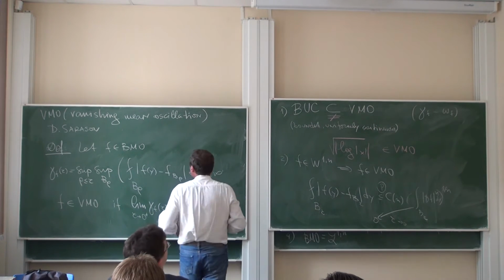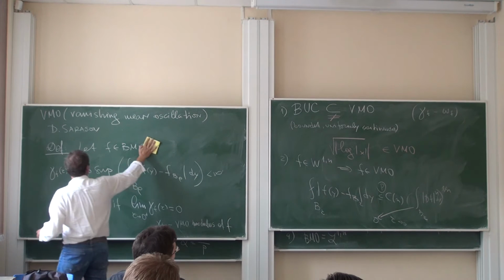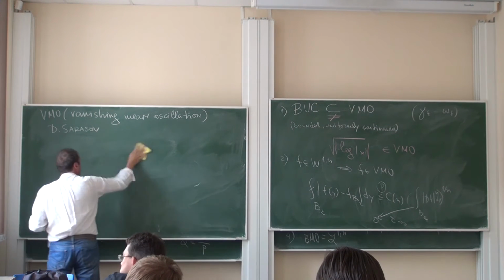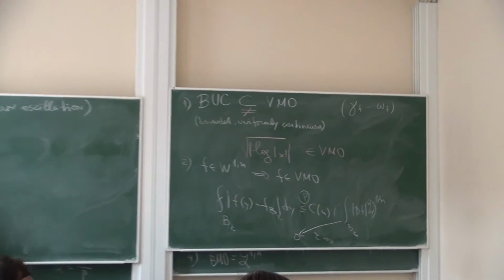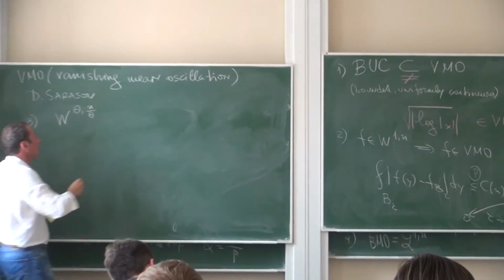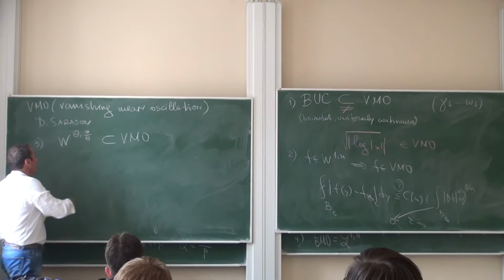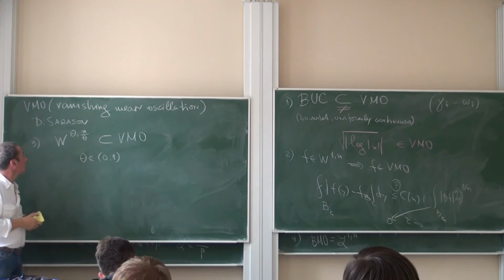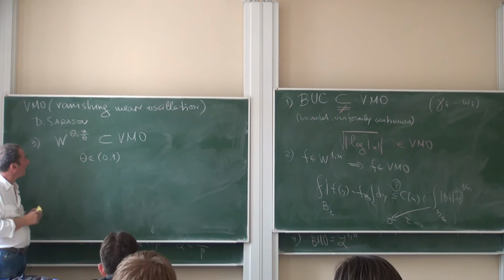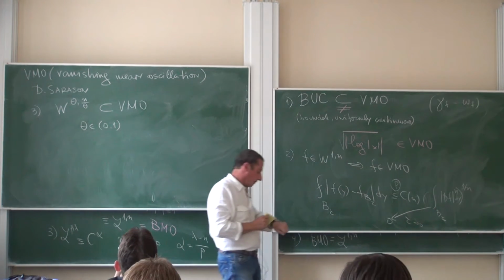Moreover, arguing in this way, you can also prove that the fractional Sobolev space with exponents theta, n over theta is contained in VMO. So here theta, of course, is between 0 and 1. Well, I don't know, we can do the calculation. I don't know if it is worth doing it.